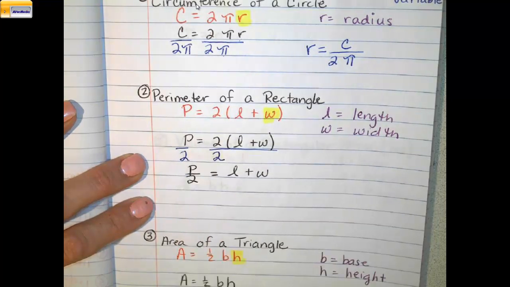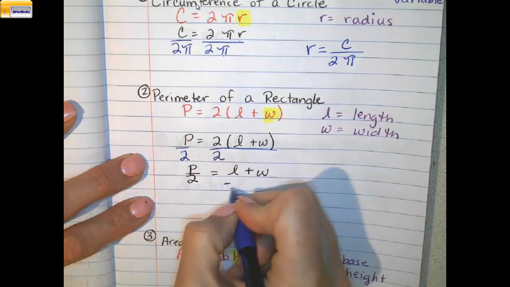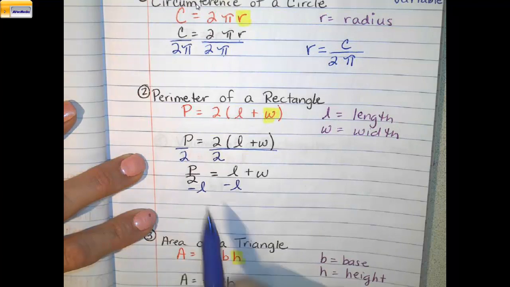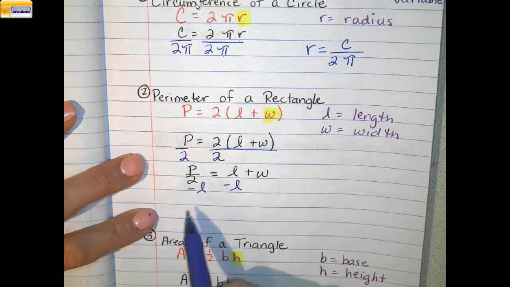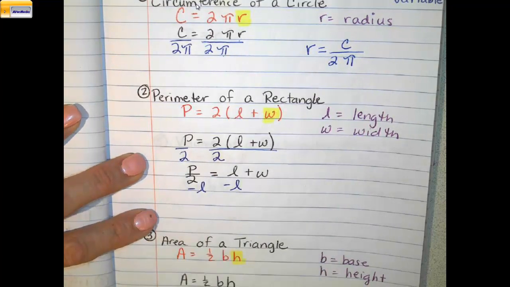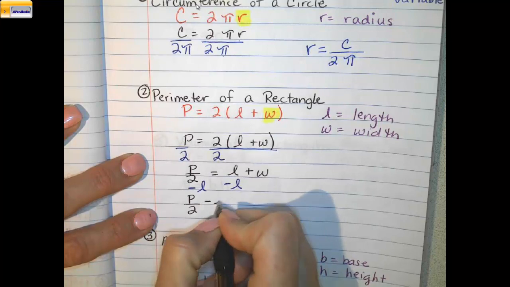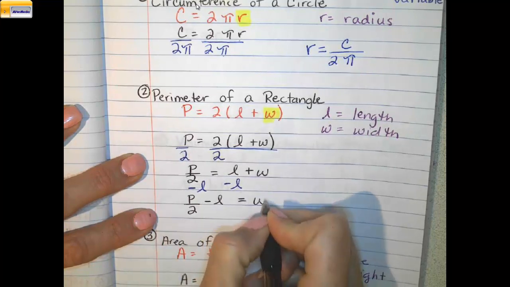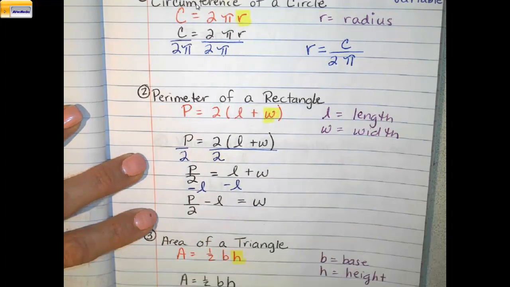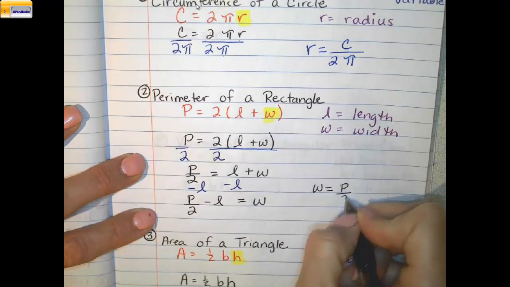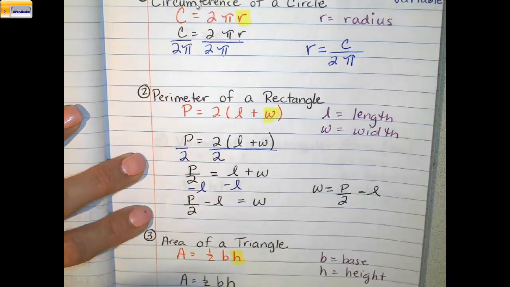Since I would like to solve for W, I'm now going to subtract the length from each side. It doesn't matter that I don't have like terms. I'm simply going to move the variable and keep it as it is. So I now end up with P divided by 2 minus the length equals the width. And that's my new formula. It can be written as width equals P, or perimeter, divided by 2 minus the length.